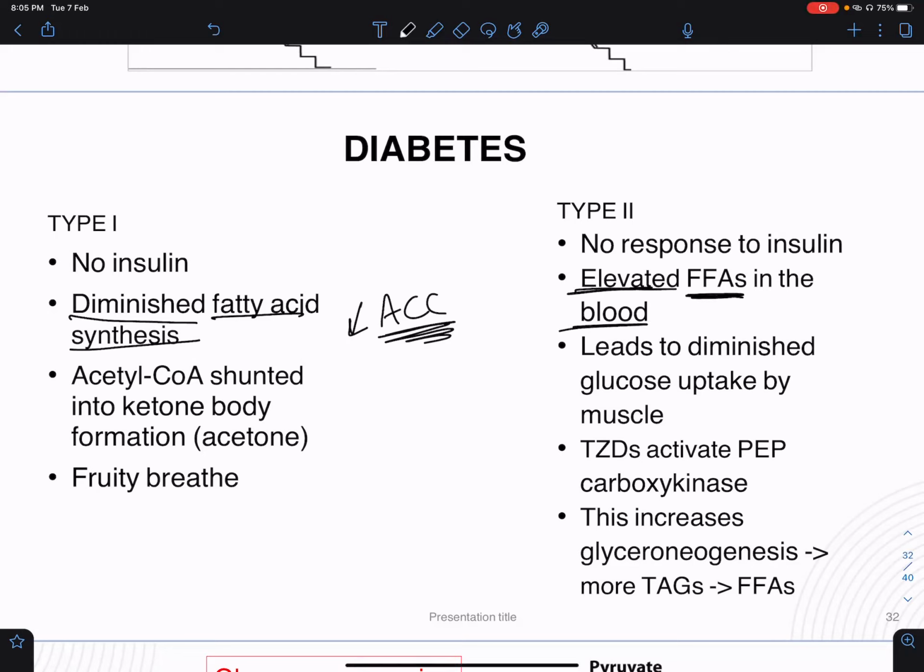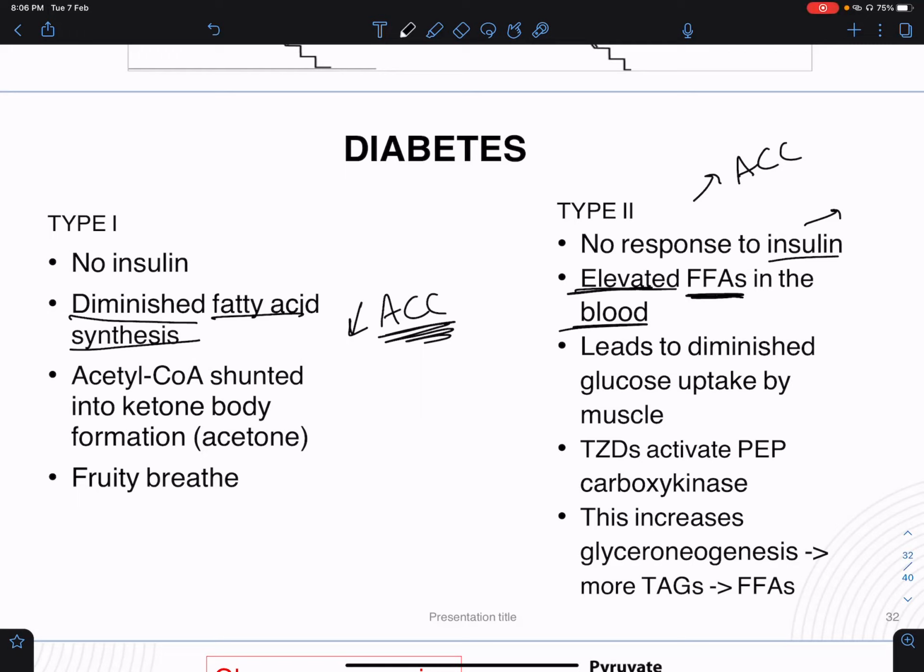Okay, not triglycerides, just free fatty acids in the blood because of the increased activity of ACC due to the increase of insulin that's not being responded to. Now, an increase in fatty acids in the blood decreases glucose uptake by muscle. Muscle starts to respond even less to insulin, okay? So it starts to take up glucose even less.